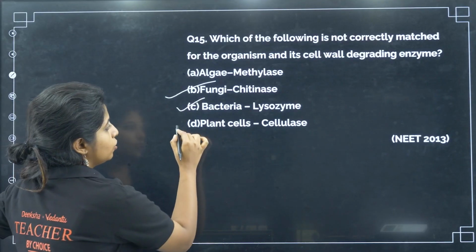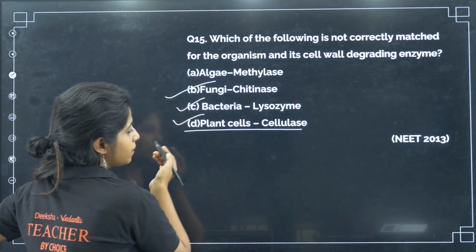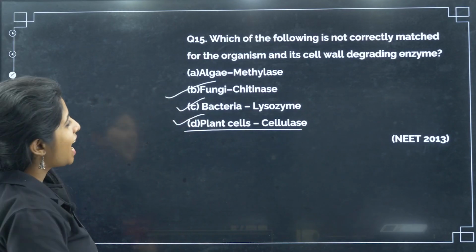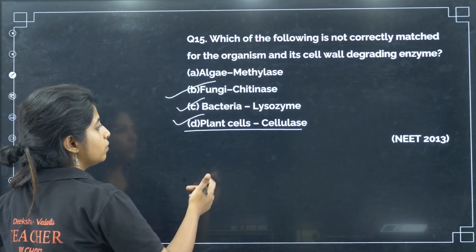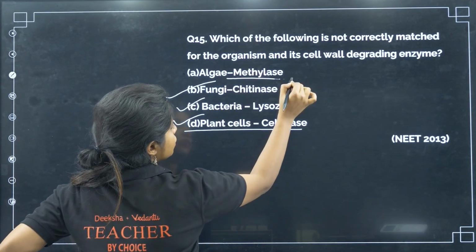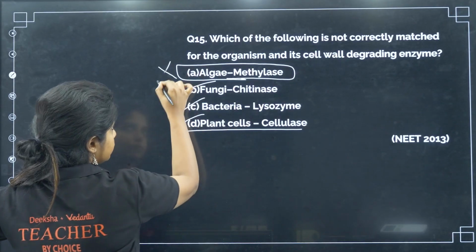Plant cells, cellulase, because plant cell wall is made up of cellulose. Algae, what about algae? Do you need methylase? No. Most algae also have their cell wall made up of cellulose. So I'll say this is the wrong option.